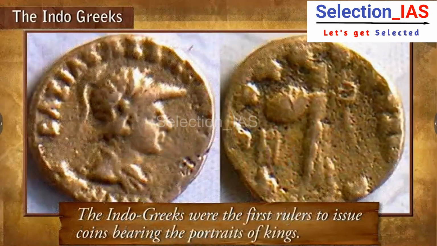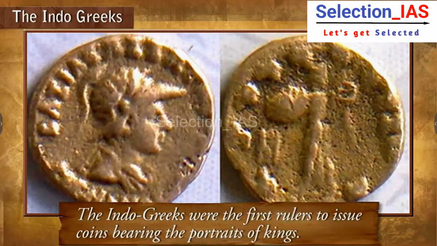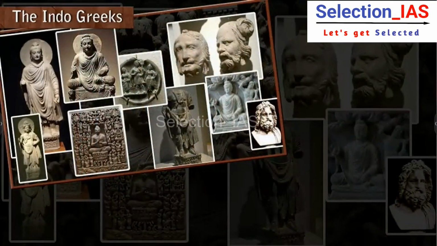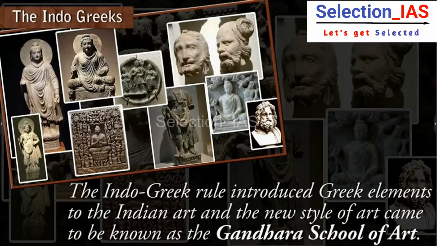The Indo Greeks were the first rulers to issue coins bearing the portraits of kings. The Indo-Greek rule introduced Greek elements to Indian art, and the new style of art came to be known as the Gandhara school of art.